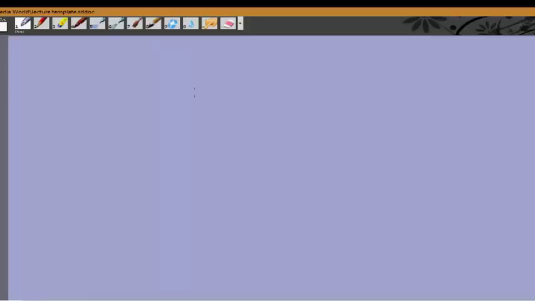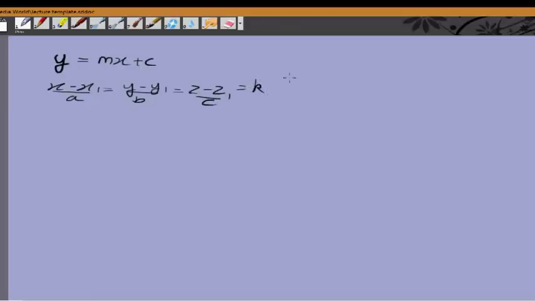And in 2 dimensions, we saw that the equation of a line in general was of the form y is equal to mx plus c. In 3 dimensions, it was (x minus x1) by a is equal to (y minus y1) by b is equal to (z minus z1) by c is equal to some parameter lambda. The general equation of a plane is generally of the form ax plus by plus cz plus d is equal to 0.